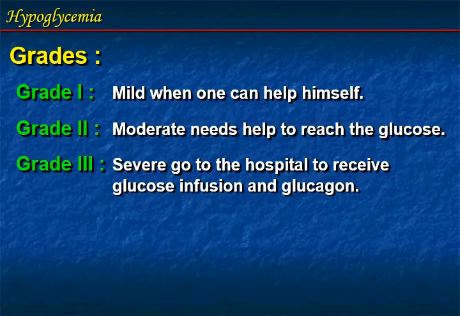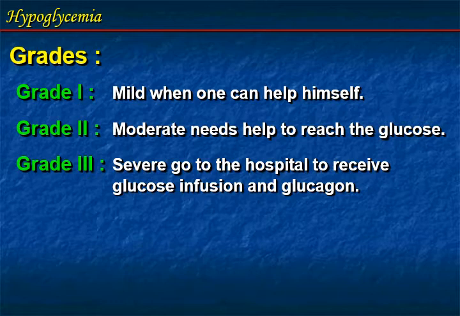Grade 2 is when the patient feels the symptoms of hypoglycemia and the blood glucose is below 70, but he cannot help himself. Someone can get him or help him to have a spoon of sugar. And we mean sugar, not honey or chocolate, because they need longer times to be transformed to glucose.